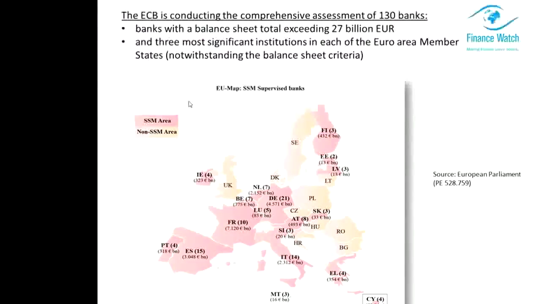The ECB sample of banks differs from the EBA sample for the Eurozone. The ECB decided to include in the comprehensive assessment banks with a balance sheet total exceeding 27 billion euro, and notwithstanding this criterion, the 3 most significant banks in each of the Eurozone member states. The sample was chosen to cover the banks which will be subject to the SSM, taking into account some possible balance sheet developments from 2013 onwards.